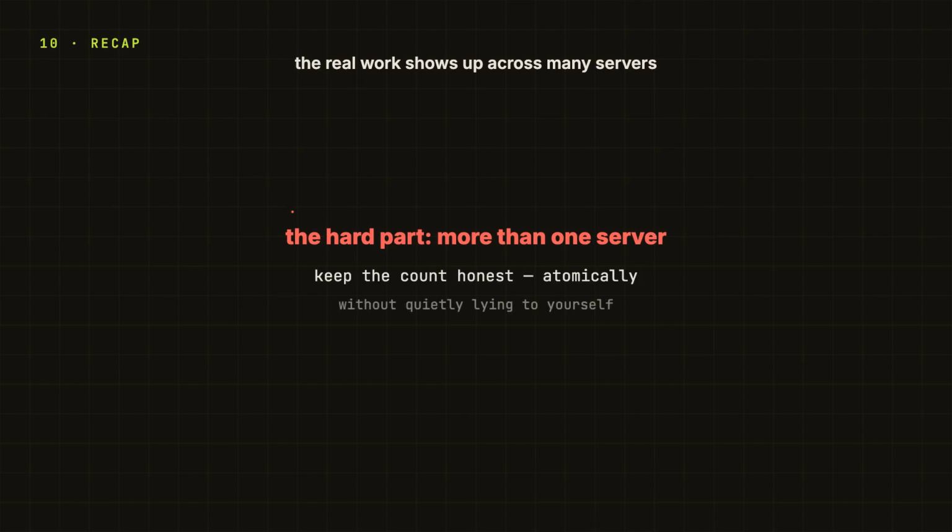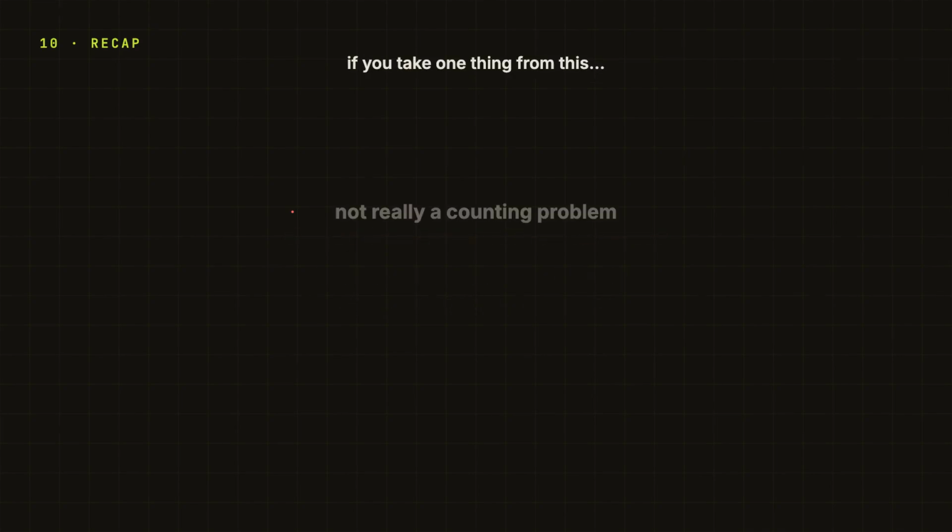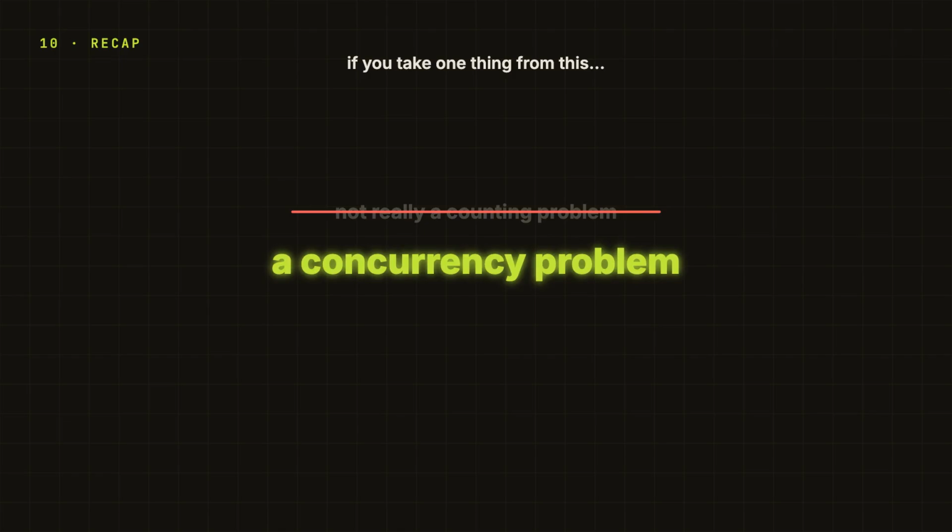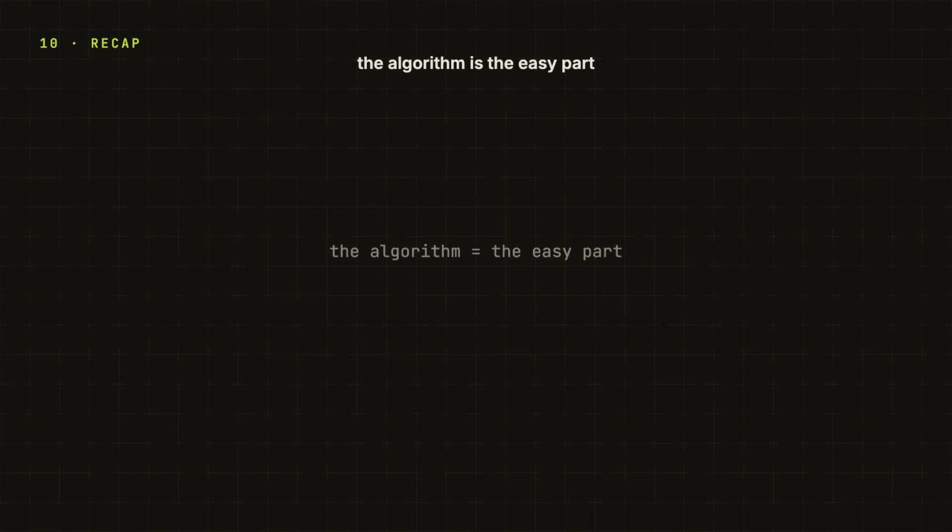So, if you take one thing from this, rate limiting isn't really a counting problem, it's a concurrency problem, wearing a counting problem's clothes. The algorithm, that's the easy part. Like I said at the start, it's everything around the counting that's the actual work.